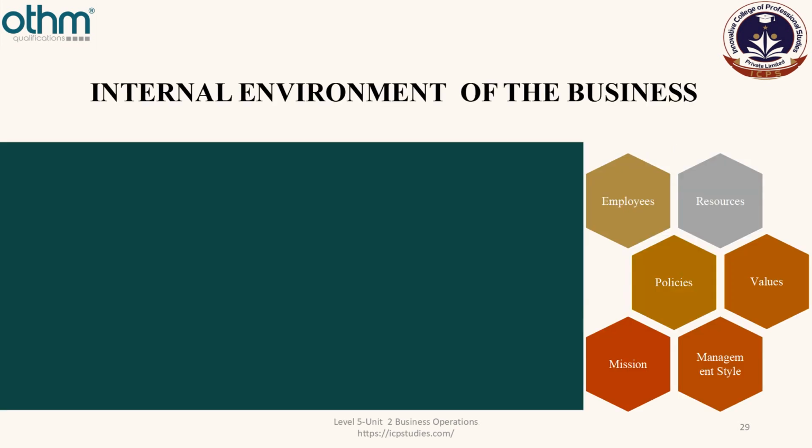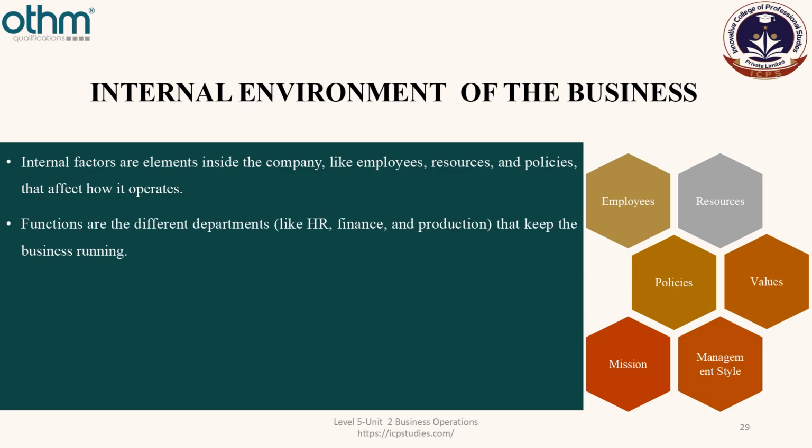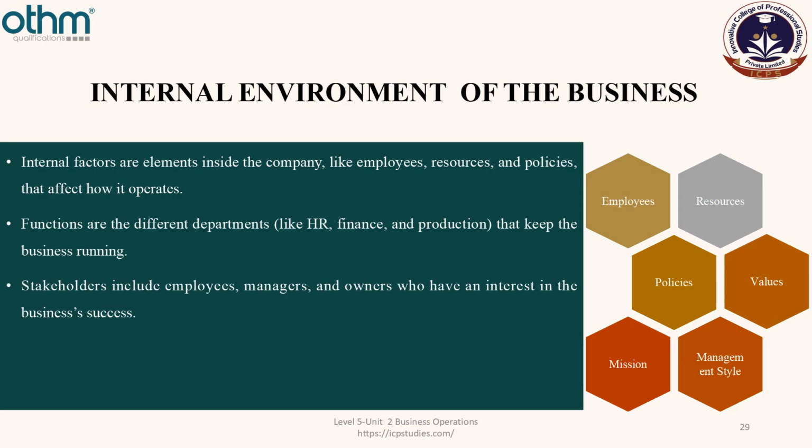So now we will discuss the internal environment of the business. The internal factors in the business are the different elements that are inside the company. It includes the employees, the resources, and the policies that affect how it operates. There are different internal functions or departments in the company, for example, HR, finance, and production, that keep the business running. Then we have different stakeholders in the internal environment, which include employees, managers, and owners who have an interest in the success of the business. These are basically the internal stakeholders of the company.